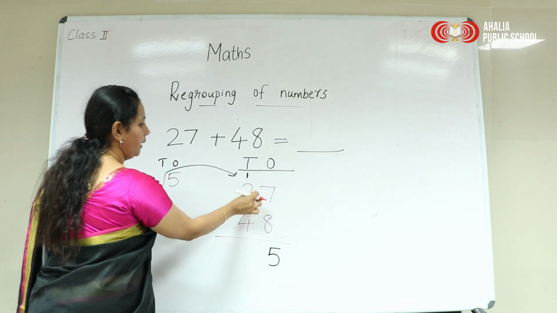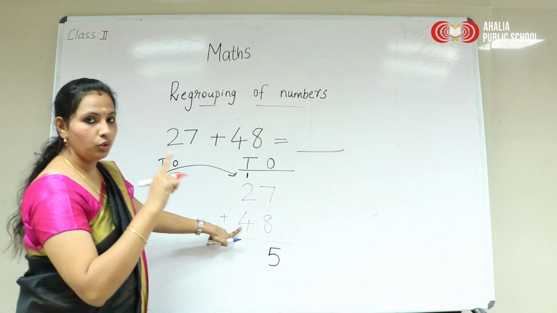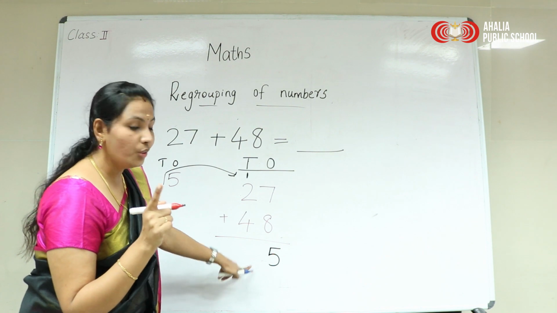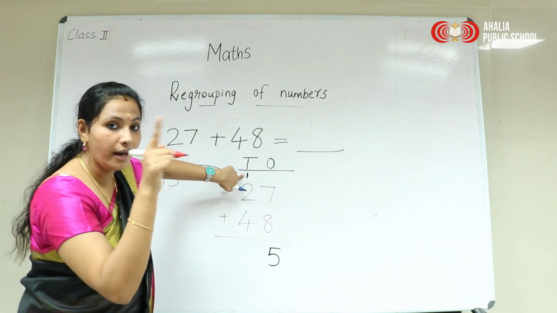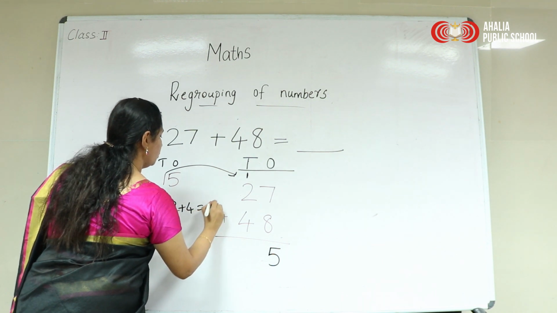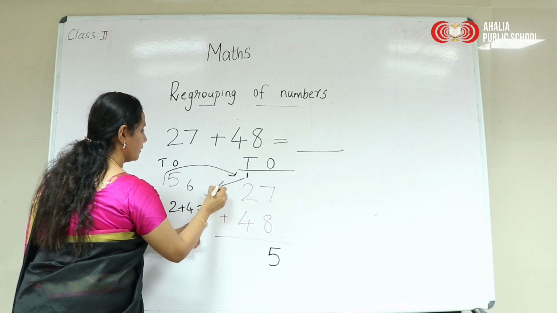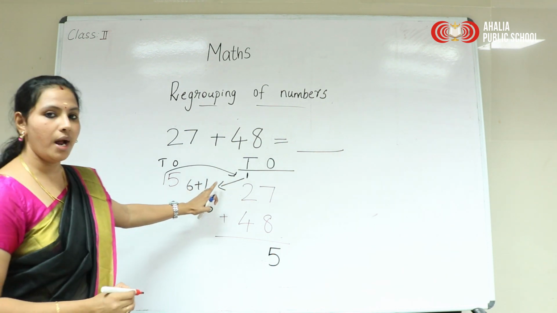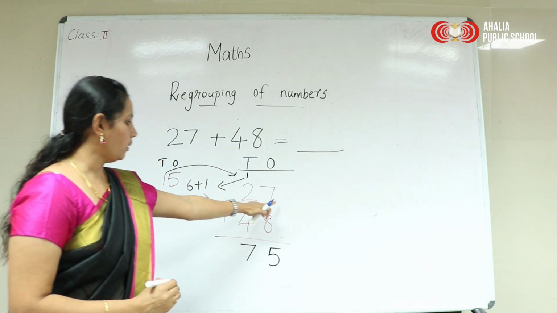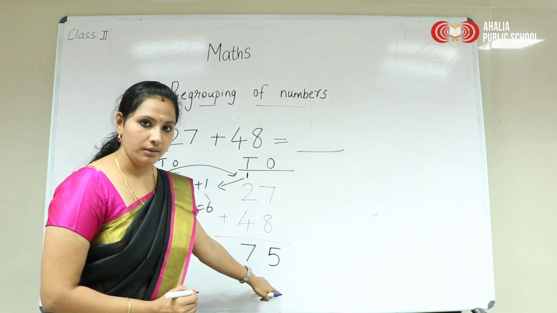Now, what are the numbers in the tens column here? 2 and 4. 2 plus 4, 6. We have to write 6 here. No, you have to add this 1 with that 6. 2 plus 4 equal to 6. Then this 6 plus 1, 6 plus 1, 7. So 27 plus 48 equal to 75.